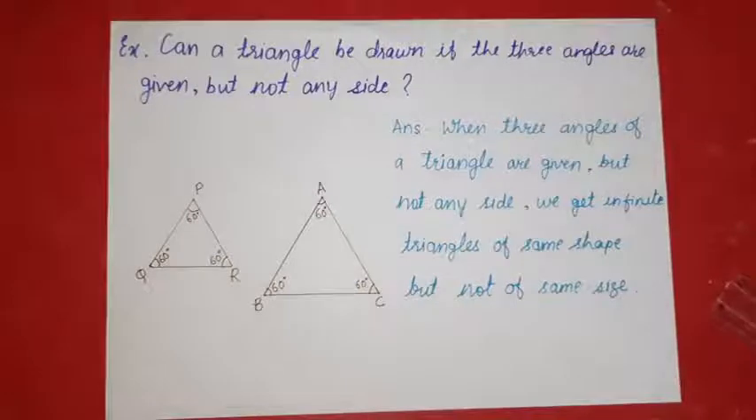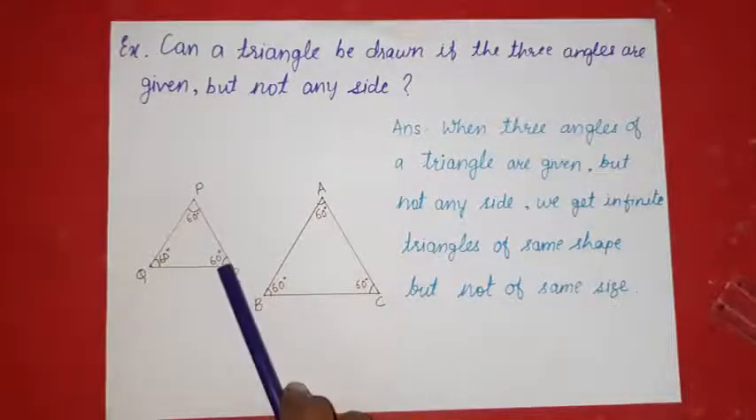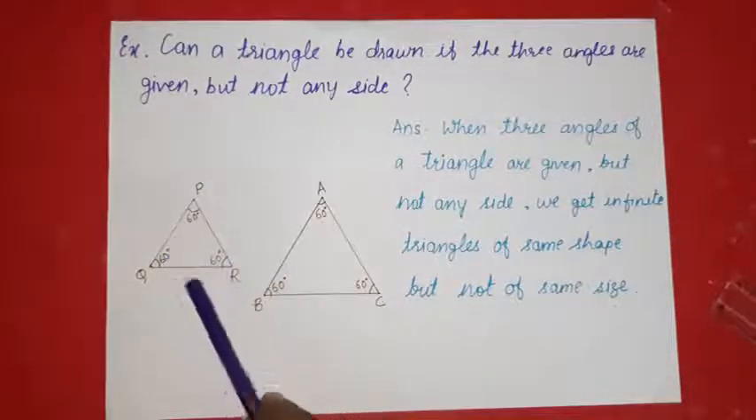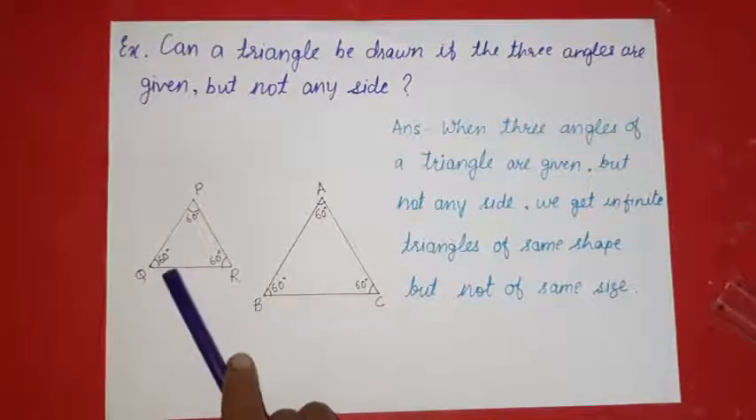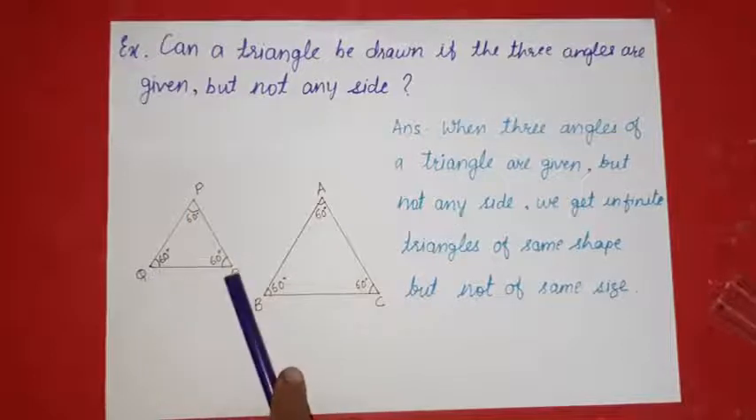Now let us see another activity. Can a triangle be drawn if the three angles are given but not any side? In this case, the measures of only the angles are given, but the length of any side is not given. So you have to decide, can we draw a triangle? Yes, we can draw the triangle. But how are the triangles? See, in this case the length is not given, so I took any length.